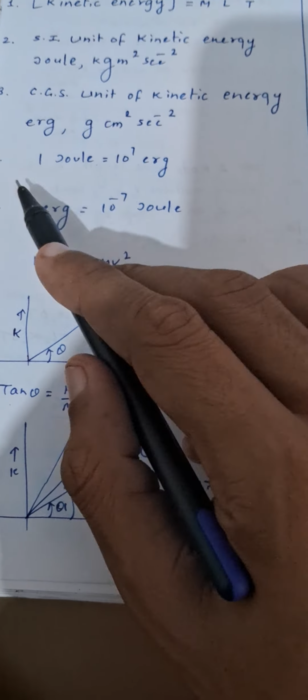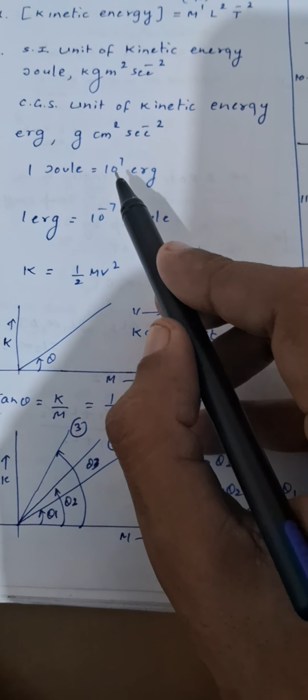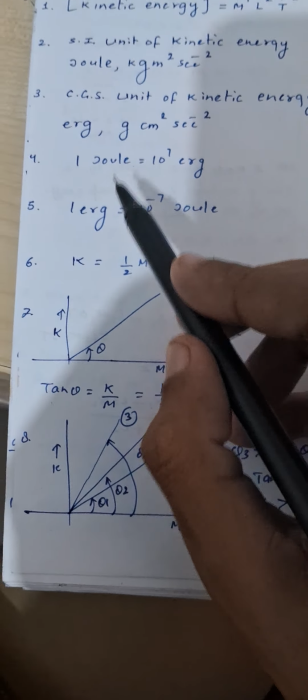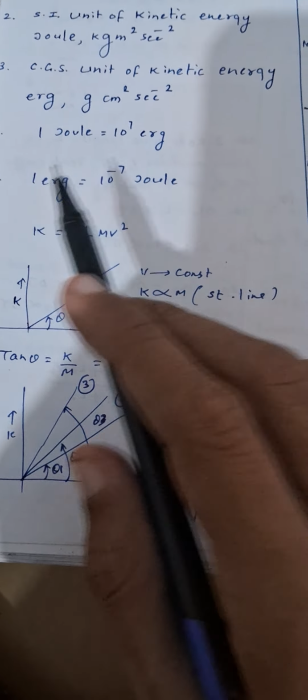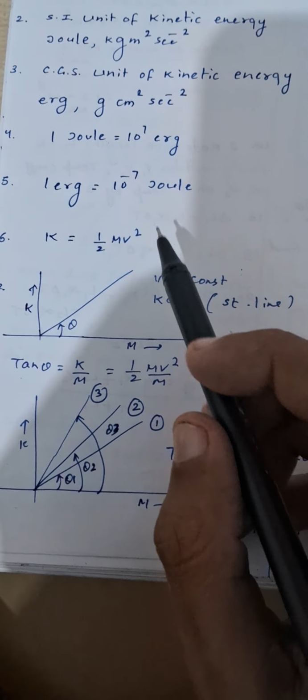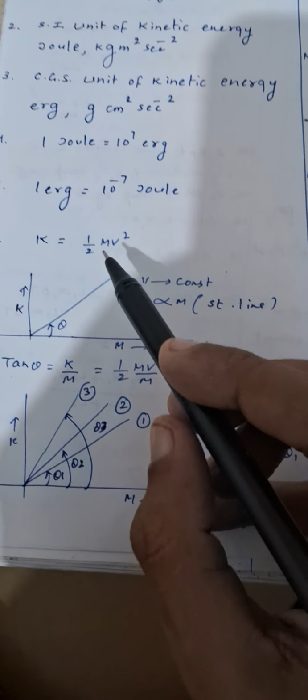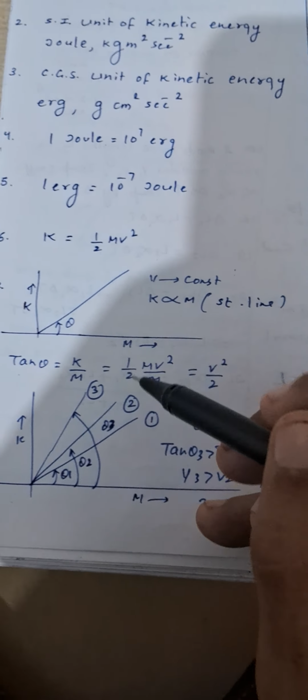Then there is a relation between joule and erg, as 1 joule is equal to 10 to the power 7 erg, or equivalently 1 erg is equal to 10 to the power minus 7 joule. Now there is a concept of kinetic energy. It is equal to half mv square. M is the mass and v is the speed of the body.